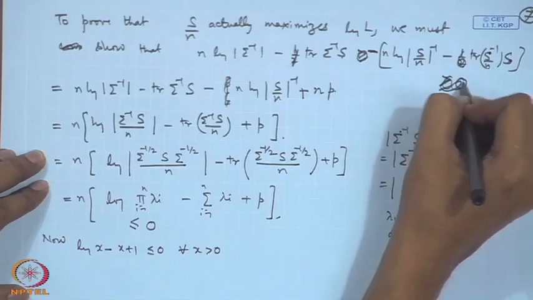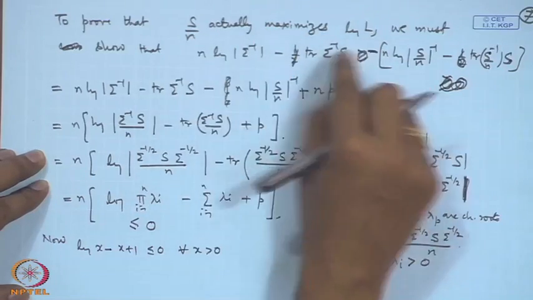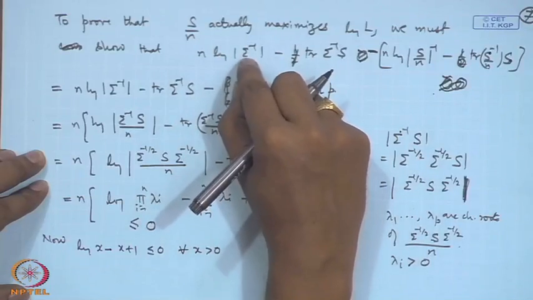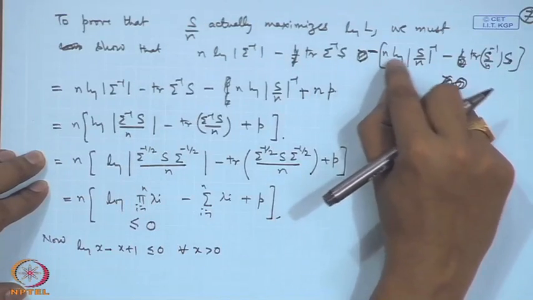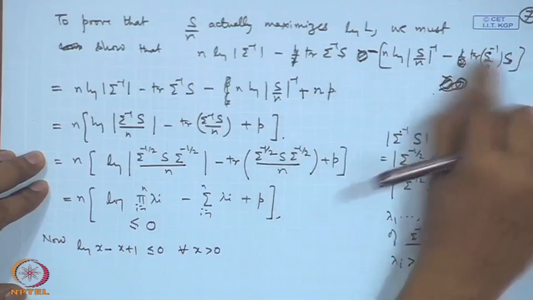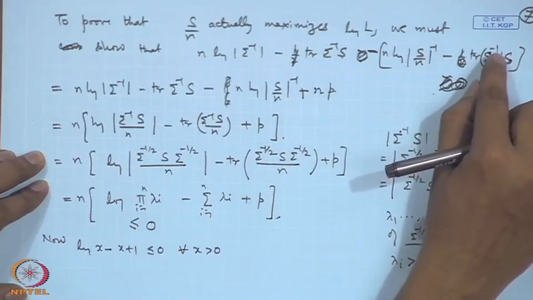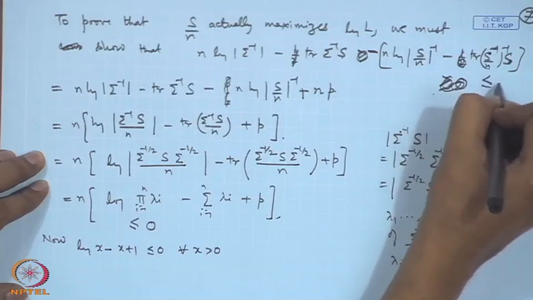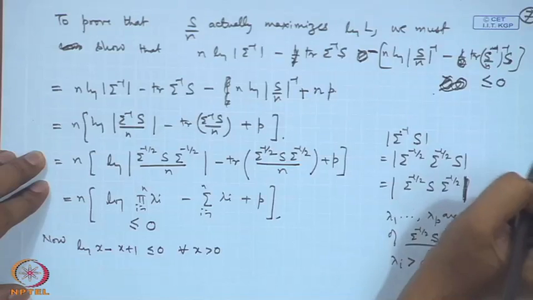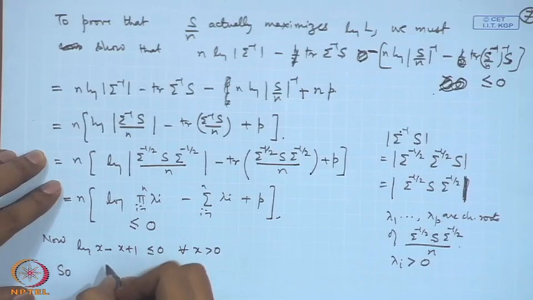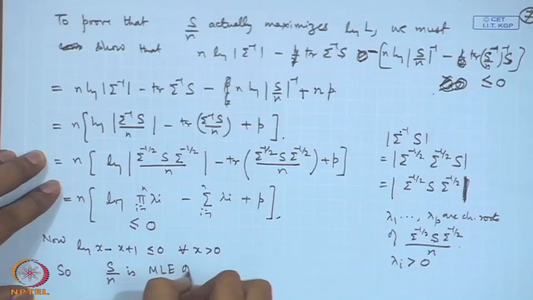Actually, we wanted to prove that S by n maximizes. In log L, I substituted sigma equal to S by n, that is why I got n log determinant of (S by n) inverse minus trace of (S by n) inverse S. So, I should show this is less than or equal to 0, not greater than or equal to 0. This is what we are able to prove. So, S by n is the maximum likelihood estimator of sigma.